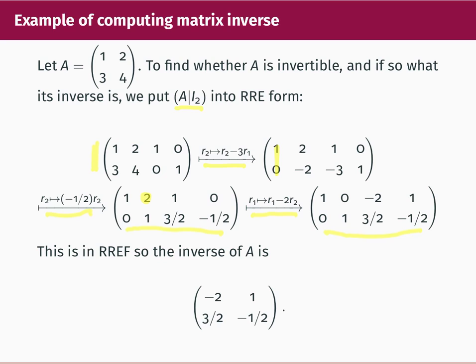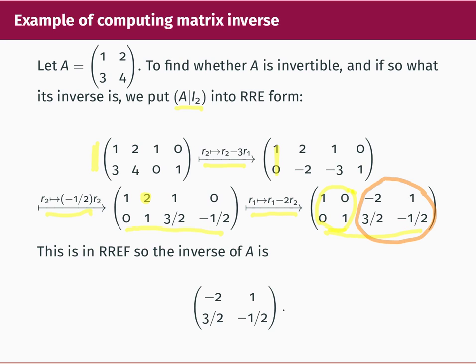This matrix is in row reduced echelon form. The first half of it, so this half here, is the identity matrix, therefore A was invertible, and its inverse is the matrix making up the second half of the row reduced echelon form of our super augmented matrix. So it's minus 2, 1, 3 halves, minus 1 half.